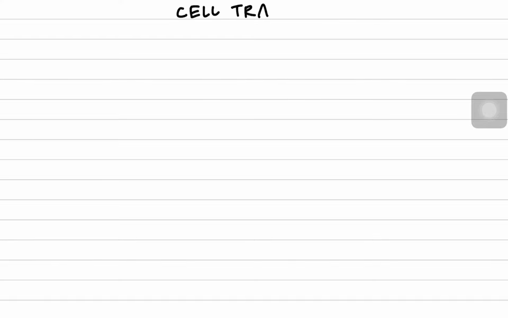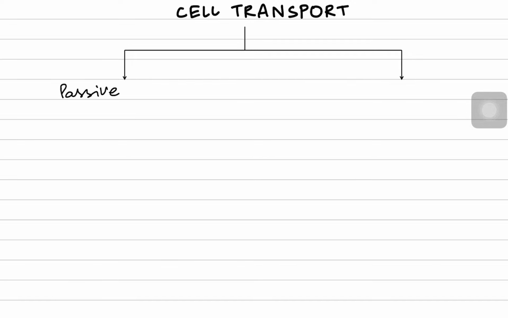We have used the words diffusion and osmosis more or less in the previous videos. Now it's a good time to talk about what these processes are. So we'll divide the cell transport systems into two categories: first being passive transport and the second being active transport.